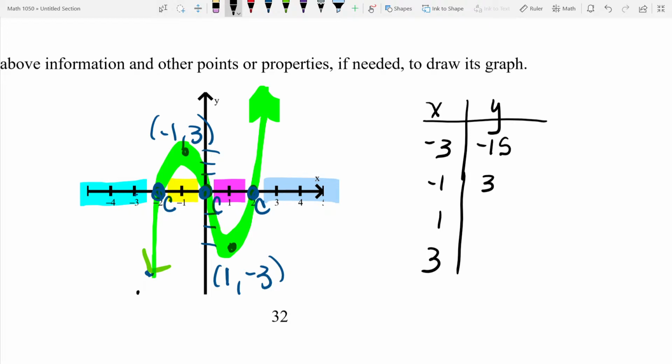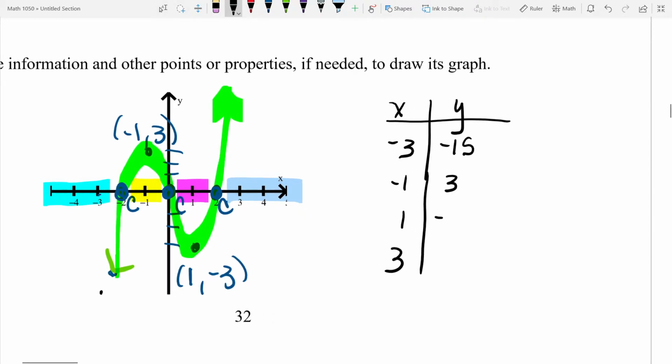Same thing for 1. We already did 1 a minute ago. It was a -3. Do a 3. 3, store, enter, up, up, enter. You get a 15, and that is your correct answer for part B. That's all you have to do.